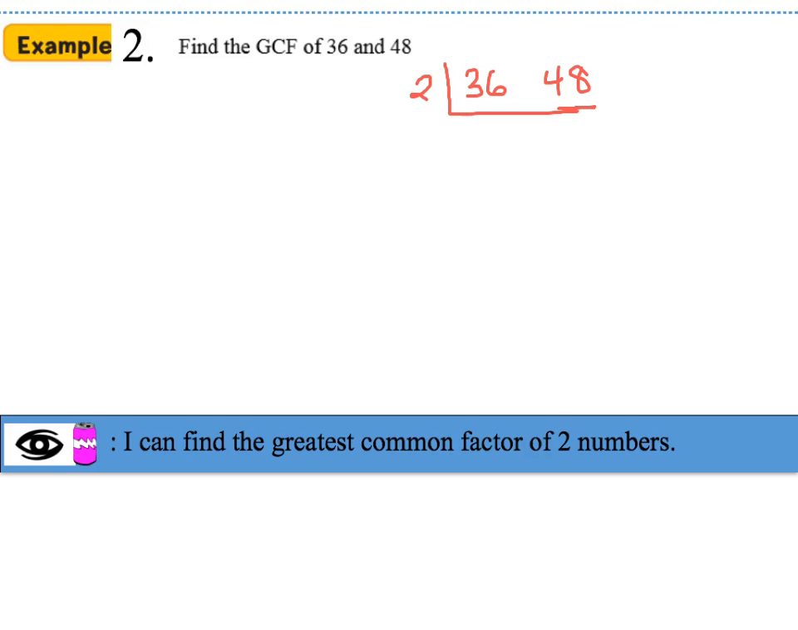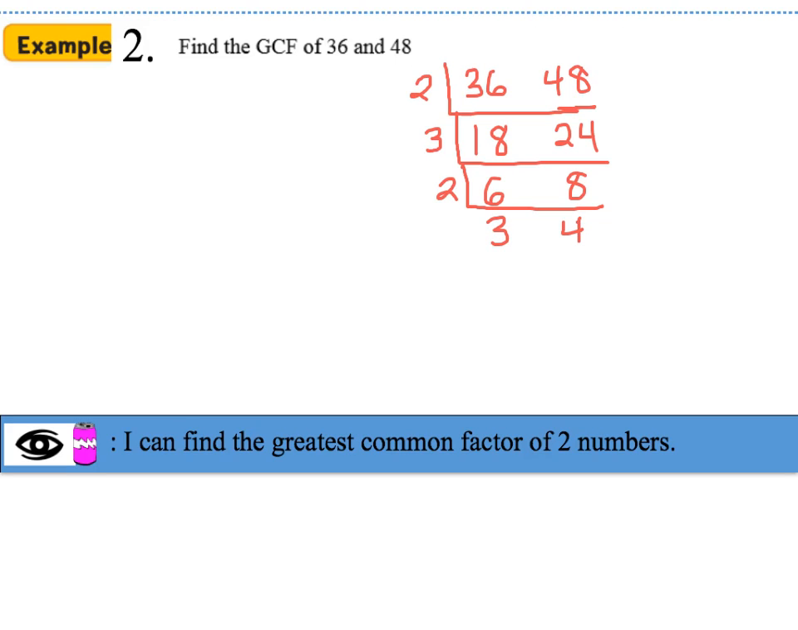So I know that 2 goes into 36 18 times. And I know that 2 goes into 48 24 times. Let's continue to break down this ladder. I know that I can place a 3 into both 18 and 24. 3 goes into 18 6 times, and 3 goes into 24 8 times. Let's continue our upside down ladder. And the number that goes into 6 and 8 is 2. 2 goes into 6 3 times, and 2 goes into 8 4 times.